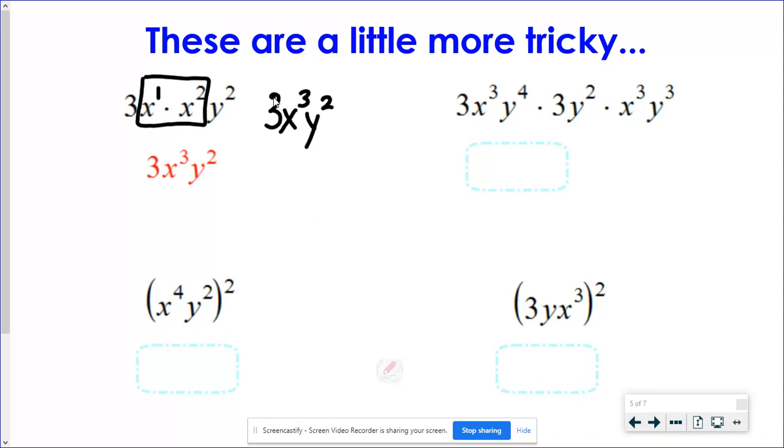For the second problem, again, no parentheses, but let's start putting things together. Like this 3 and this 3, I can multiply to make 9. Then looking at x's, I have an x to the 3rd, and I have another x to the 3rd. So I had 3 x's and 3 more x's, gives me x to the 6th. And now I'm going to look at the y's. I've got a y to the 4th and a y to the 2nd. So it's 6 of those so far, and then 3 more. So y to the 9th.